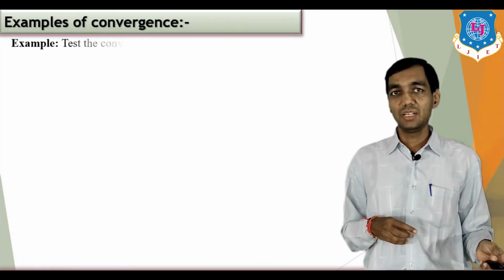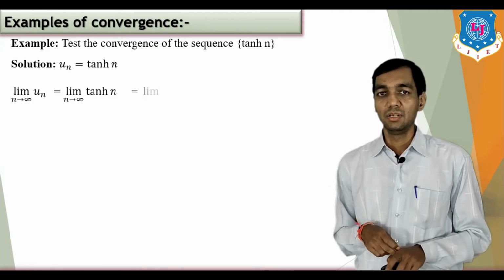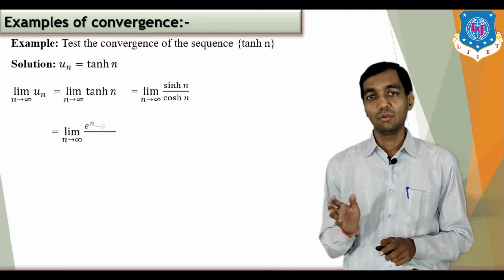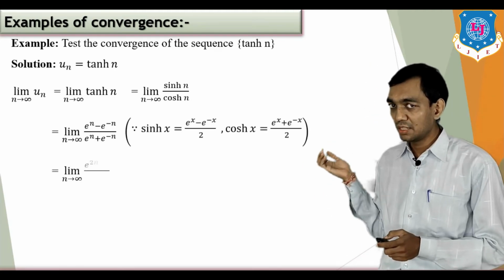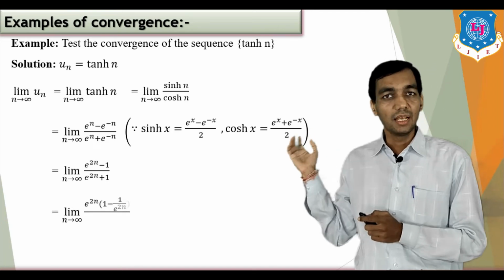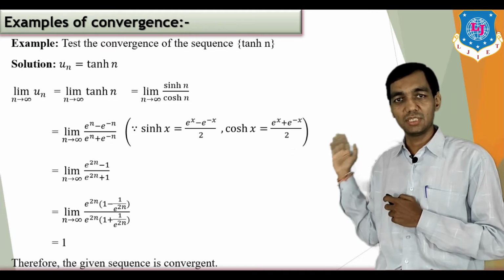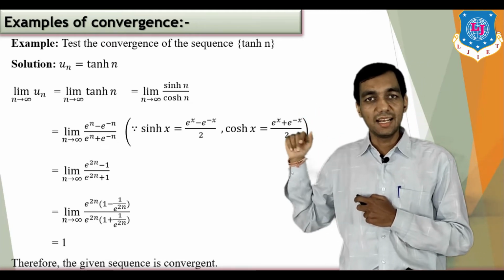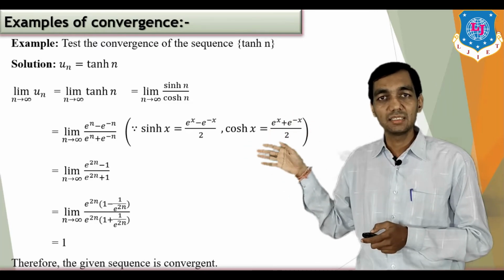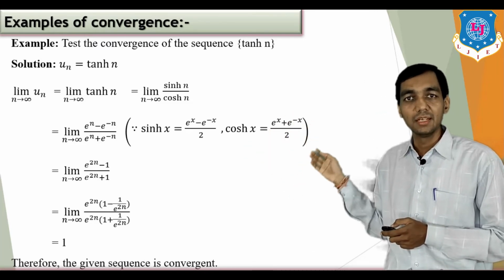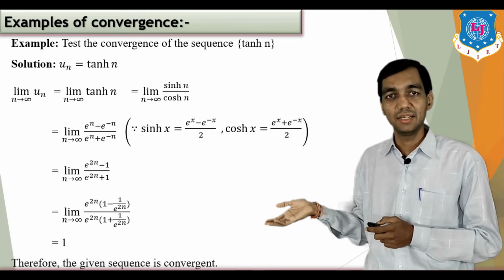Now the next example is to test the convergence of the sequence tan hyperbolic n. You have already learned the simple trigonometric functions, but here we have defined the hyperbolic function. Now what is the hyperbolic function? In a bracket we have defined the sine hyperbolic and cos hyperbolic functions. What is sine hyperbolic x? Sine hyperbolic x is nothing but e raised to x minus e raised to minus x divided by 2. In the same manner, cos hyperbolic x is e raised to x plus e raised to minus x divided by 2.